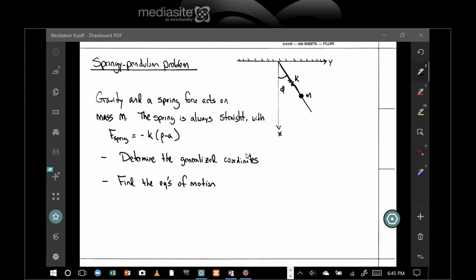Okay, so that last problem actually was the easier of the two problems. We're going to do another problem. I call this the Springy Pendulum problem. Somebody actually mentioned this problem in class. I said, oh, let's just do that problem.